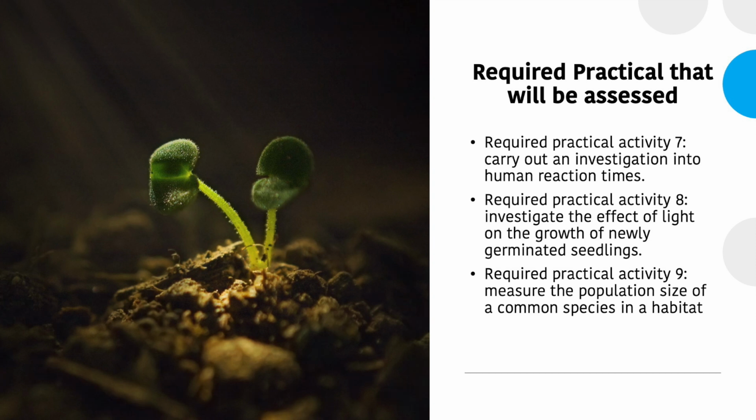And these are required practical number 7, carrying out an investigation into human reaction times. So this, I believe, is the ruler drop test. Required practical number 8, which is investigate the effect of light on the growth of newly germinated seedlings. And required practical 9, which is measure the population size of a common species in a habitat.